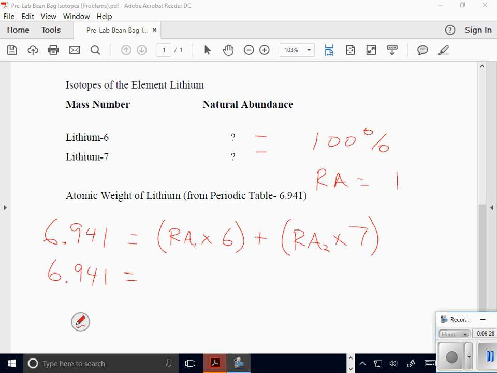So, when I'm setting up my equation, I'm doing 6.941 is equal to x times 6. Let's not use that because that's going to get us a little confused. X times 6 plus, what's RA2 going to be? I don't want two variables, so I'm not going to make it y. I'm going to use some form of x. Well, if I know all of it is equal to 1, and I know this is x, how about 1 minus x?